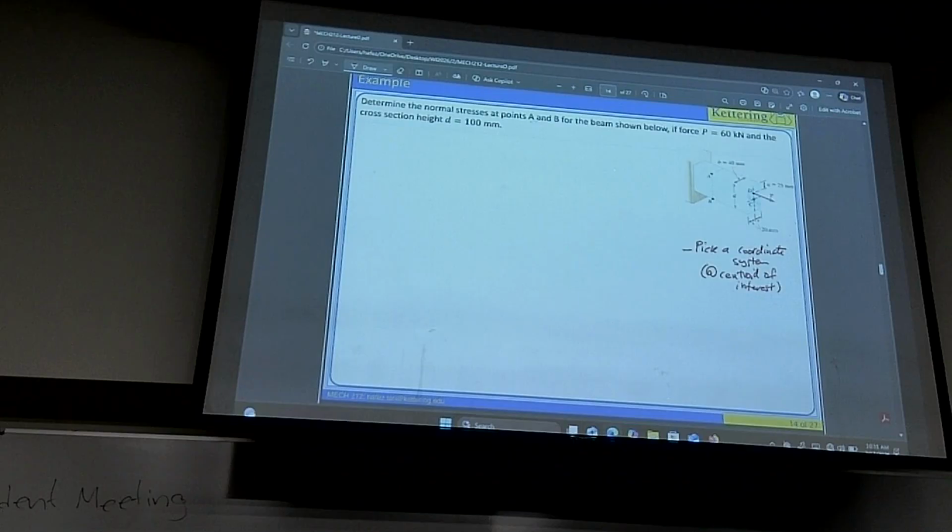Eventually, we're interested in stresses at these two points, A and B. So look at A and B. They share the same cross section. So draw just the cross section at that point. The centroid of interest is the center of that point, really here. This is the centroid of interest. If you follow that, that would be really easy for us. Just follow instruction.